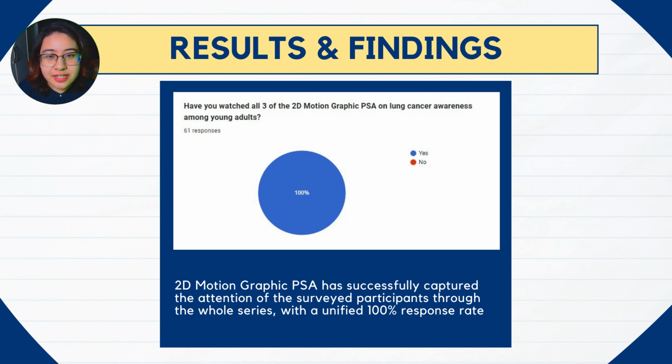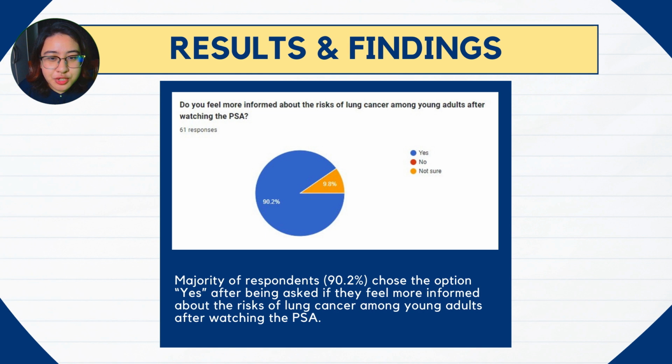The first one being, the findings reveal that the 2D motion graphic PSA has successfully captured the attention of the surveyed participants throughout the whole series with a unified 100% response rate. And then next, the survey results show that the 2D motion graphic PSA has a positive impact on participants' knowledge of the risks of lung cancer in young adults.